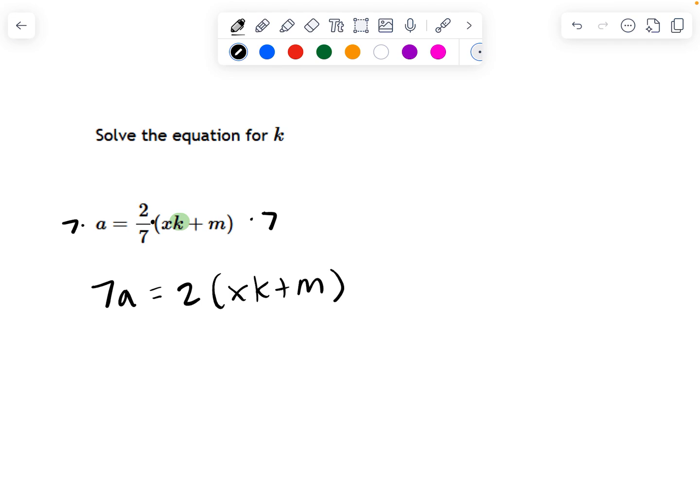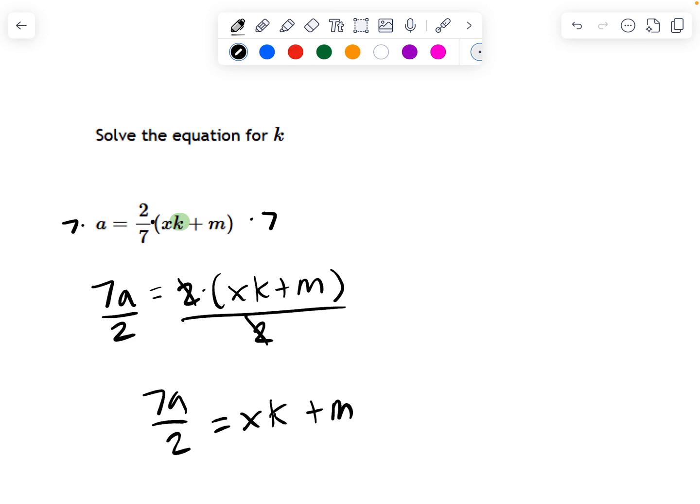And then I'm going to undo multiplication of 2. 2 is being multiplied to the parentheses. That's what two things side by side in math mean. So I'm going to undo multiplication with division. Divide by 2. That gets my parentheses alone, so we can drop the parentheses without an issue. So 7a over 2 equals x times (k plus m).